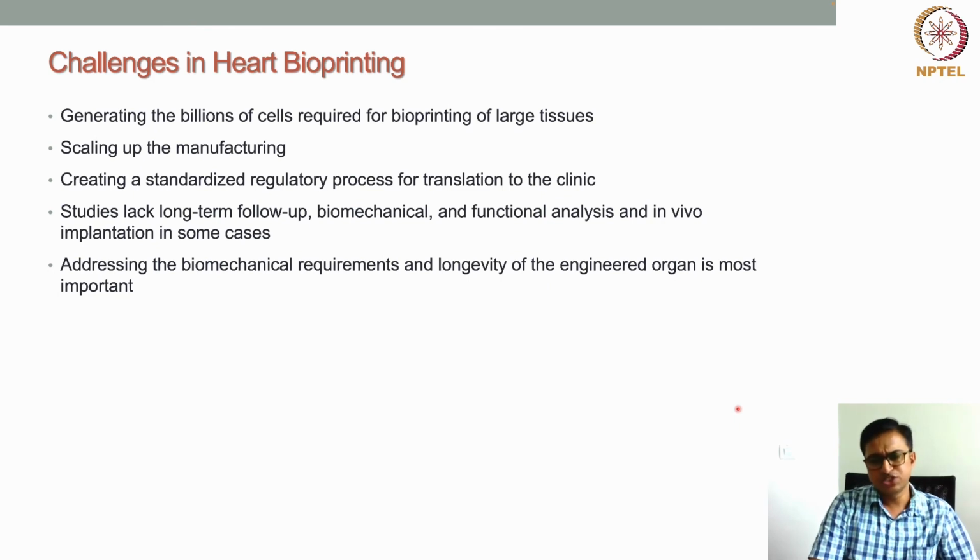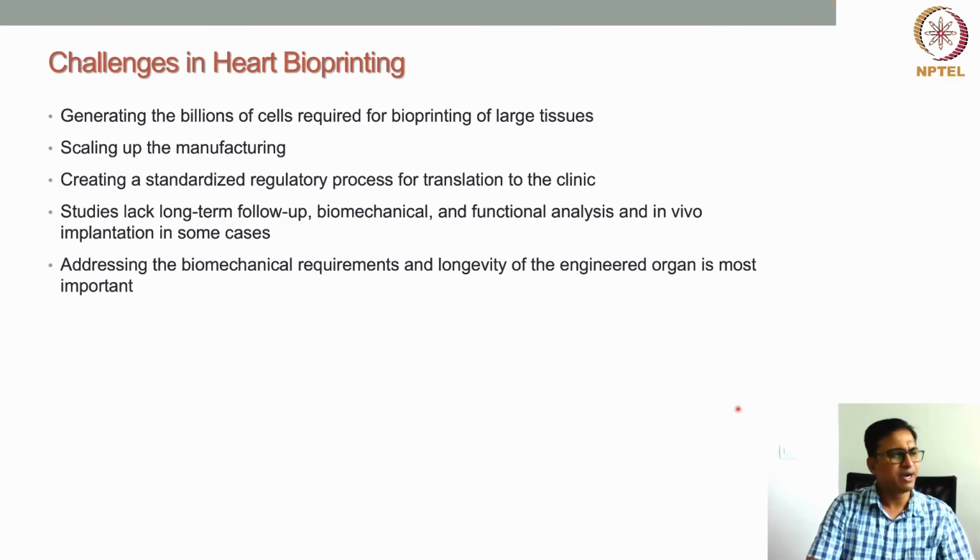There are several other studies where people have tried to bioprint a cardiac patch with cardiac tissue specific ink, by developing cardiac tissue specific bio-ink, and also using different types of materials. Please go through the literature. There are several studies on this.